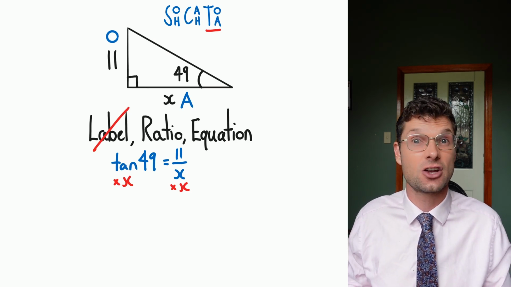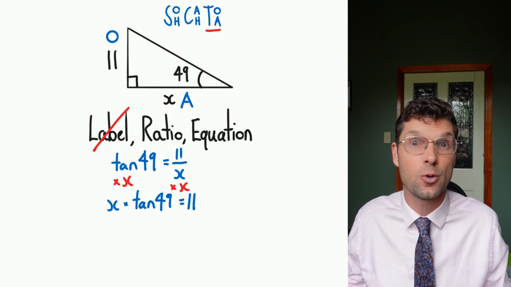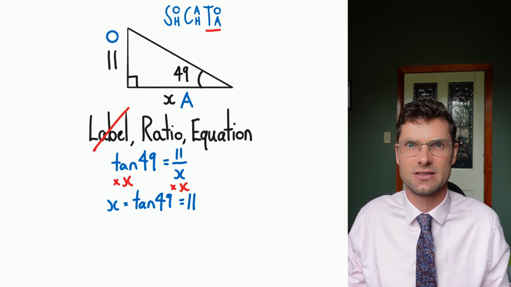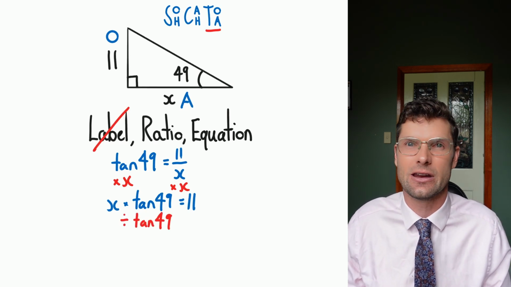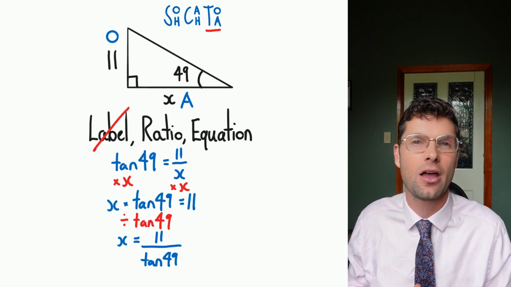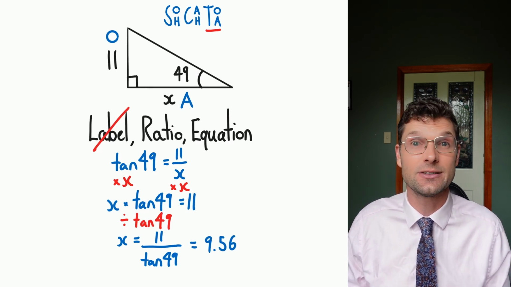This means I've got x times tan 49 is equal to 11. But I still want to get x by itself. That's the goal. So to get rid of times tan 49, I just have to divide both sides by tan 49. So this leaves me with x is equal to 11 over tan 49. And if I throw that into my calculator, I get the answer of 9.5. And that's my full marks.